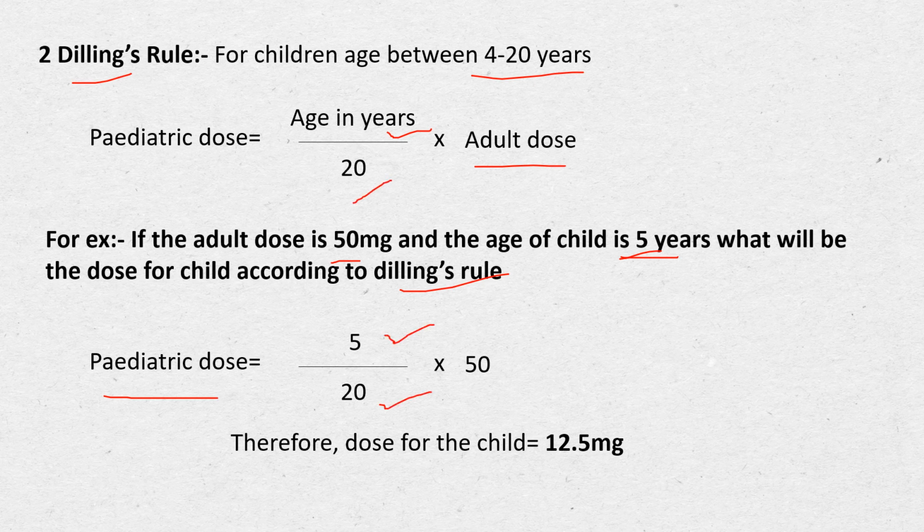So this is 20 into adult's dose. Here we have given that the adult dose is 50 mg. So here we'll put 50, and after calculations we'll get our answer, that is 12.5 mg. So therefore dose for the child is 12.5 mg.